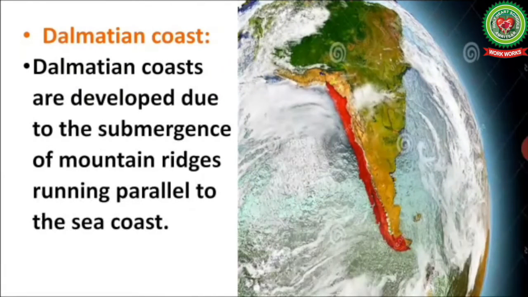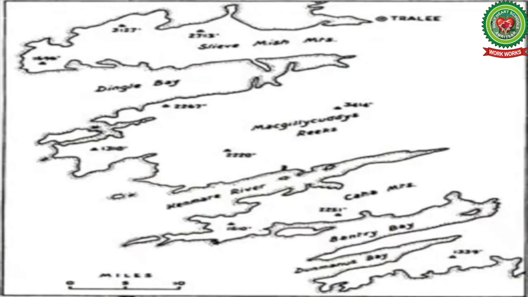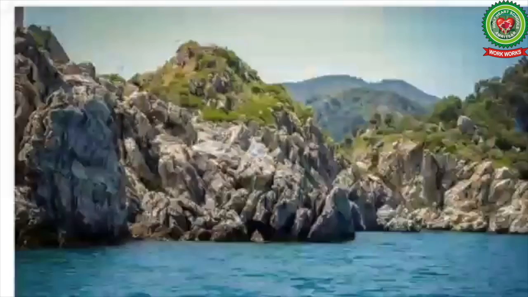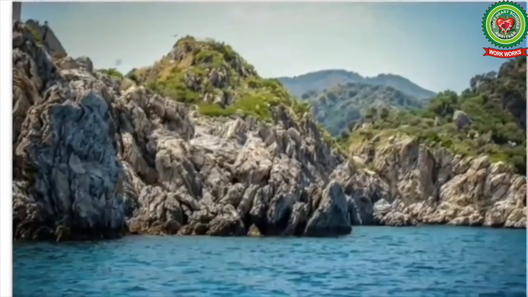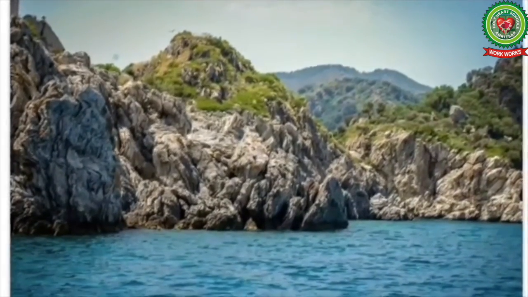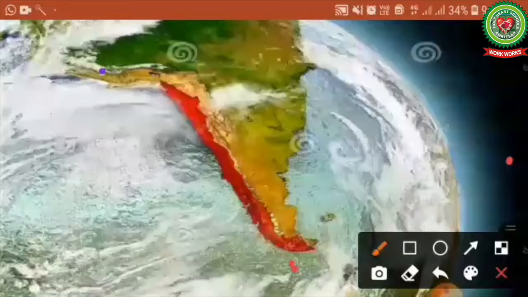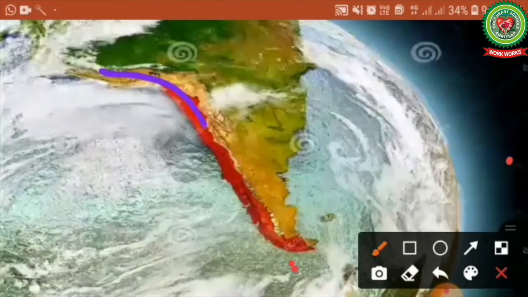Dalmatian coast. Dalmatian coasts are developed due to the submergence of mountain ridges running parallel to the sea coast. Here we can take the example of the Andes mountain of South America.